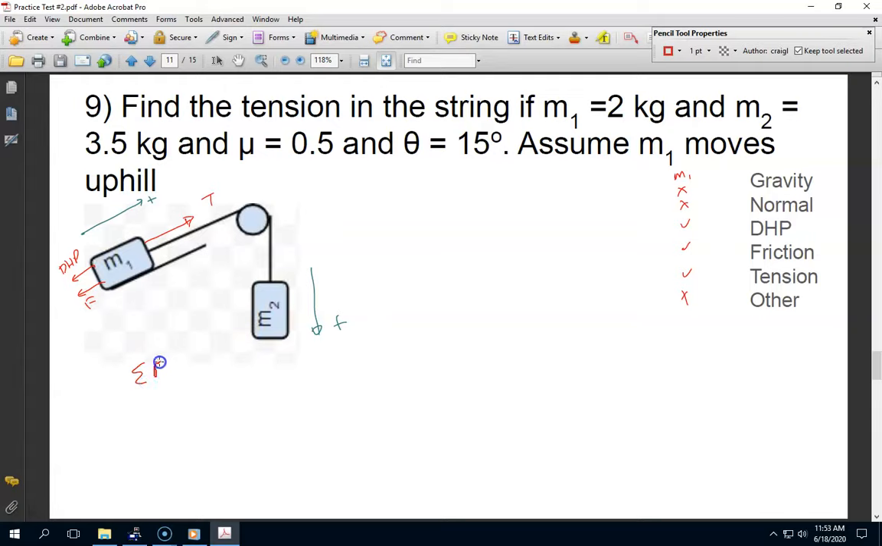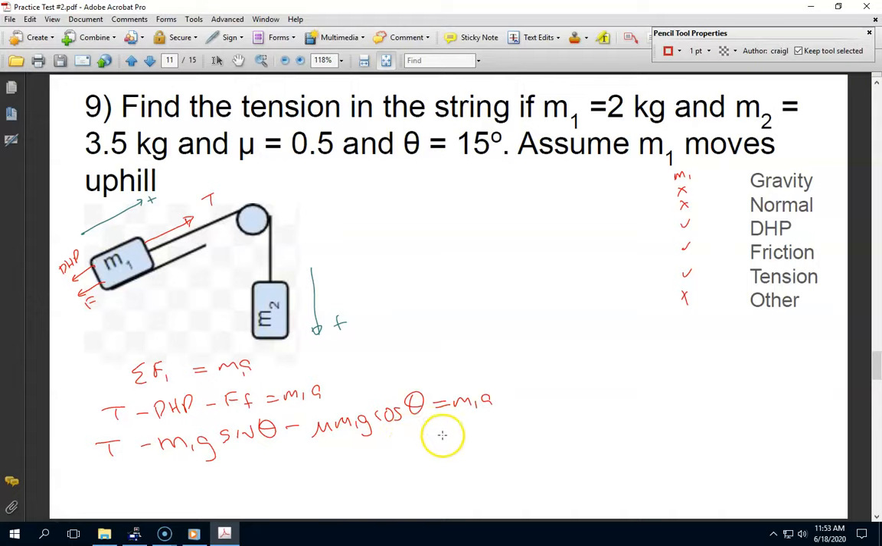And right here I'd come in and say the sum of the forces equals mass times acceleration. This is block 1. So I'd have T minus DHP minus F sub F equals m1a. And, of course, the downhill pull is mg sine theta. And the friction is mu m1g cosine theta. And that's equal to m1a. All right, good enough there.